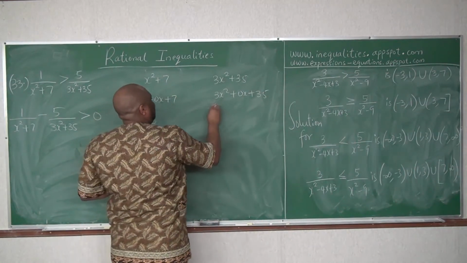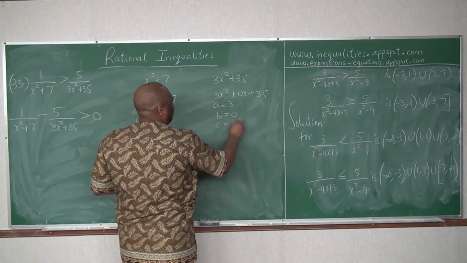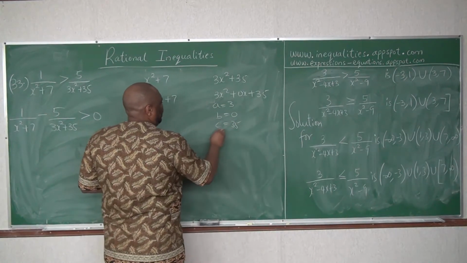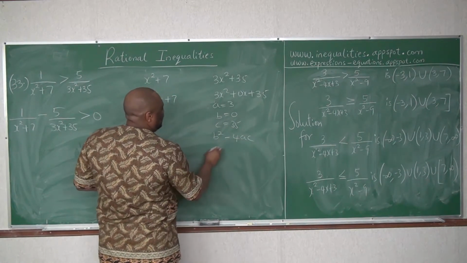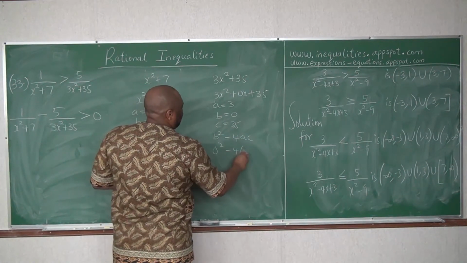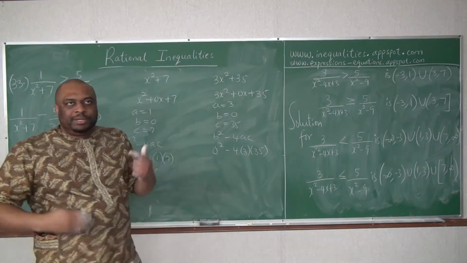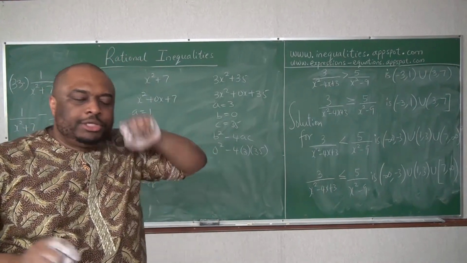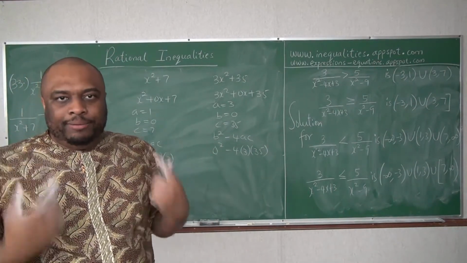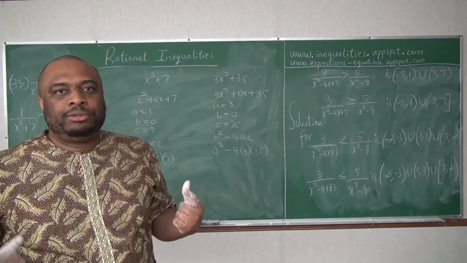Right? So A is 3, B is 0, C is 35. So the discriminant is B squared minus 4AC. This is 0 squared minus 4 times 3 times 35. This will also give us a negative. Complex roots. So we cannot factor it. It won't have 2 real roots, no. It will have 2 complex roots.